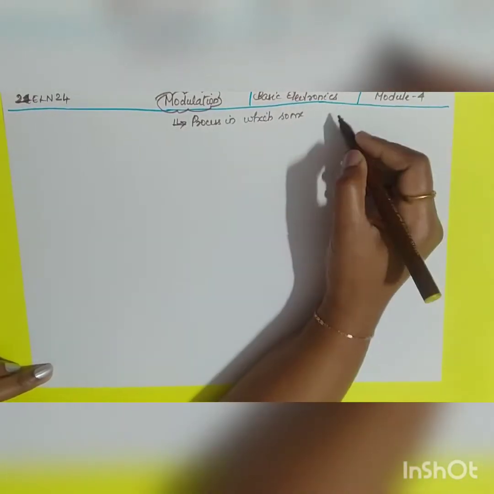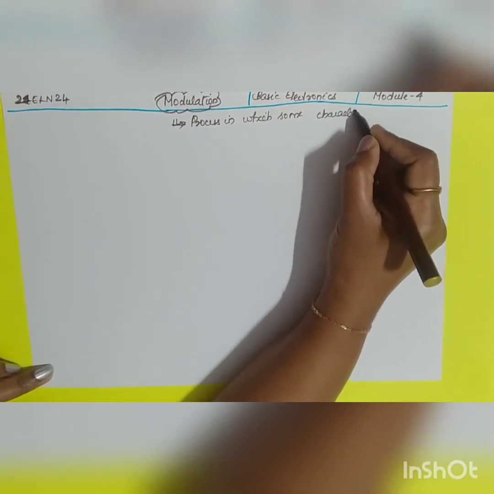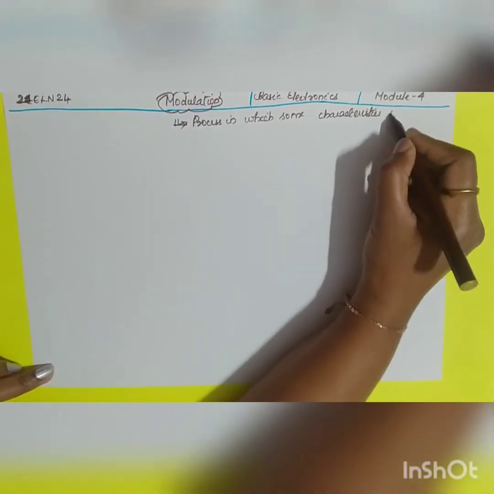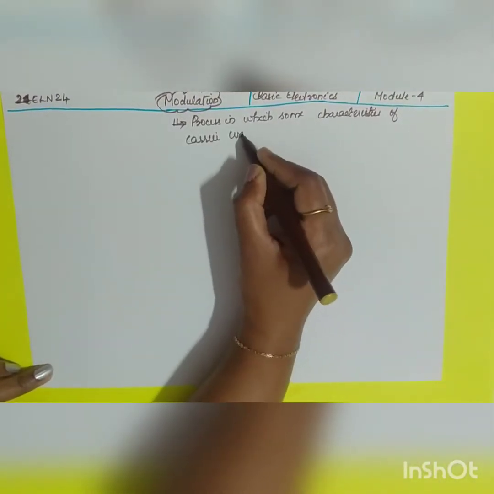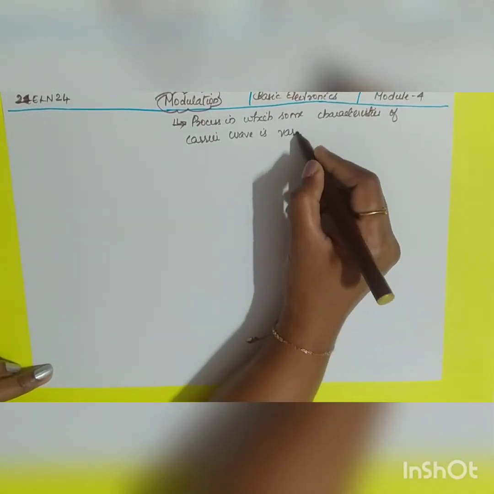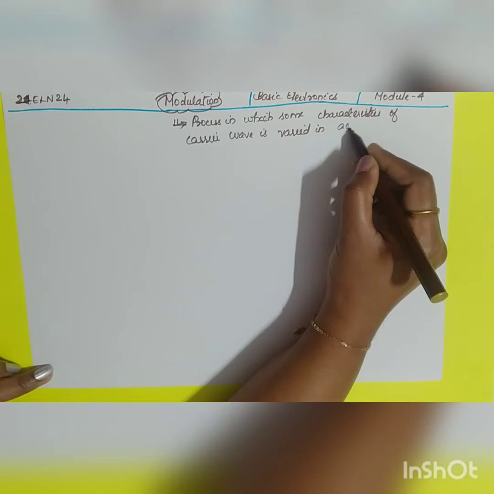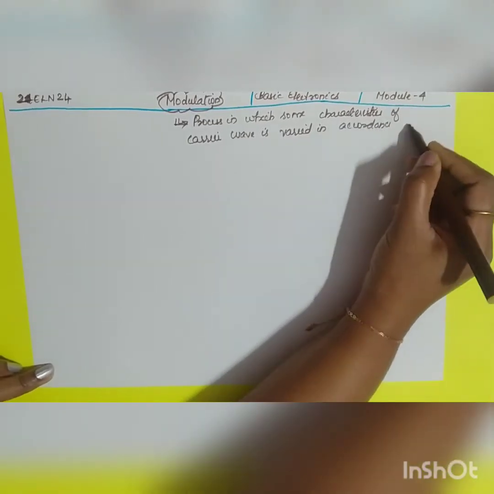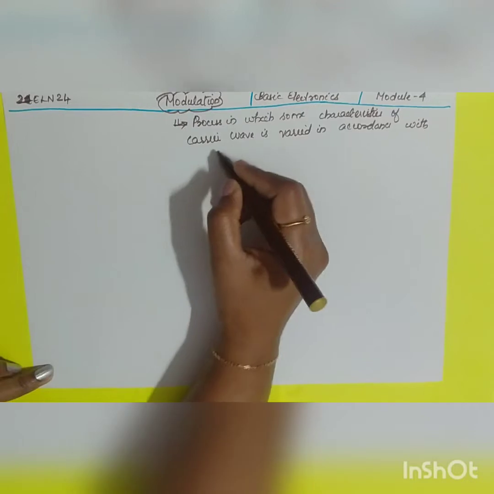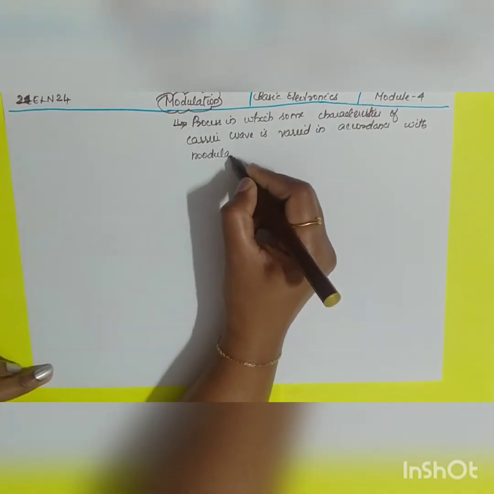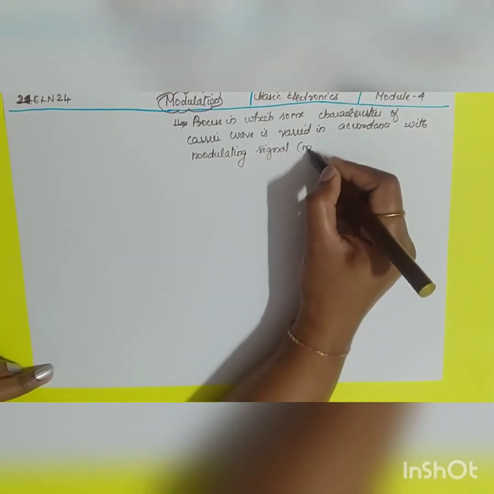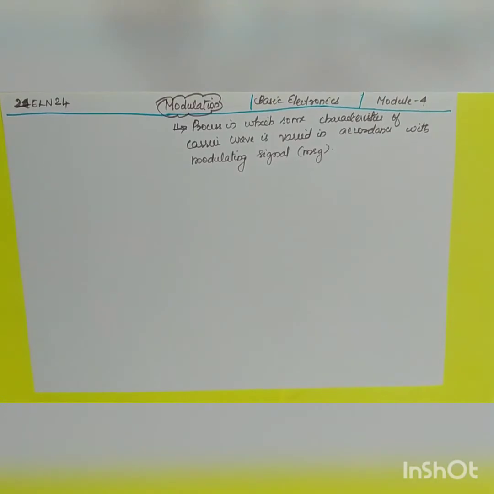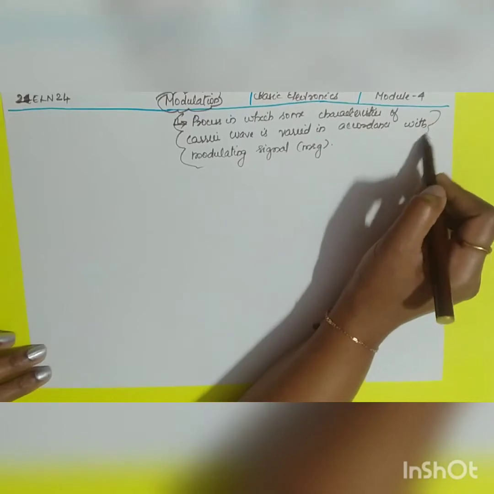Some characteristics of carrier wave is varied in accordance with the modulating signal. So what is meant by this modulating signal? It is nothing but your message signal, okay, or information signal, or it can be called by another name, that is your baseband signal. So this is your definition of your modulation.